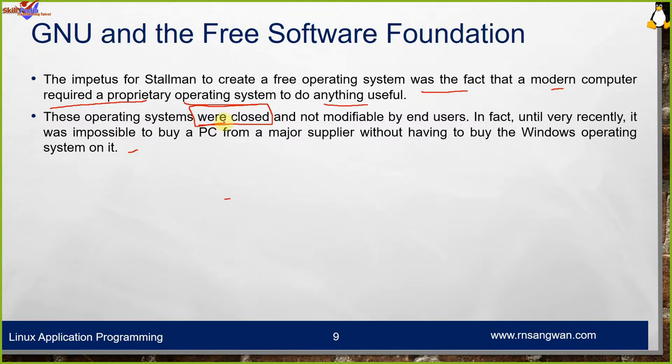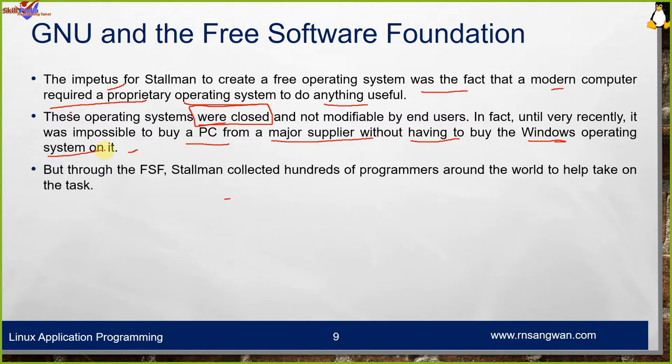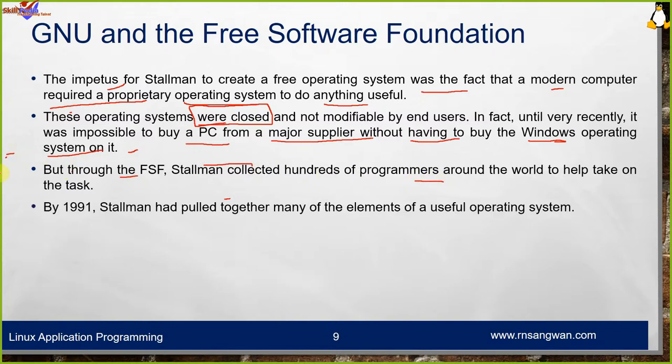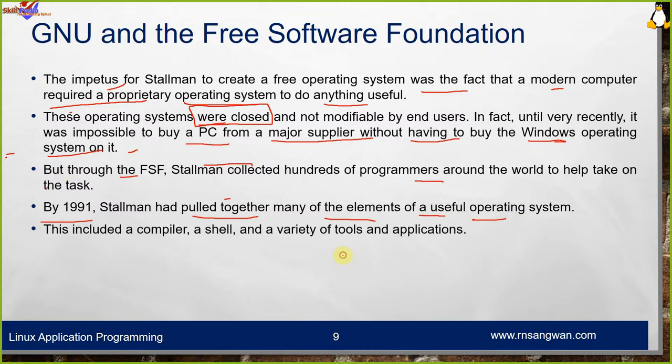Many operating systems at the time were closed and not modifiable by the end user. They were usable, but not modifiable. In fact, until very recently, it was impossible to buy a PC from a major supplier without having to buy the Windows operating system on it. But through the Free Software Foundation, Stallman collected hundreds of programmers around the world to help take on the task. By 1991, Stallman had pulled together many of the elements of a useful operating system. This included a compiler, a shell, and a variety of tools and applications. But again, the kernel is still missing.